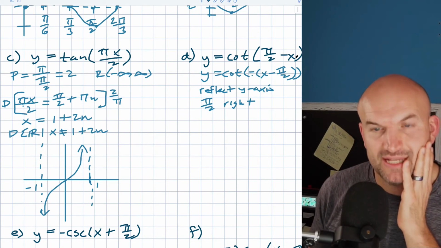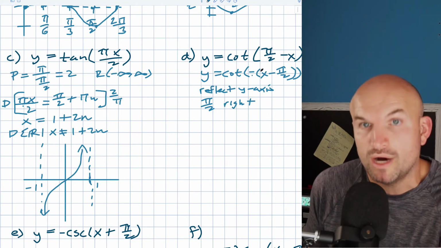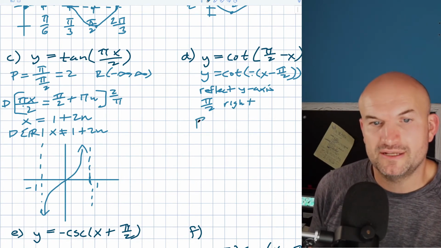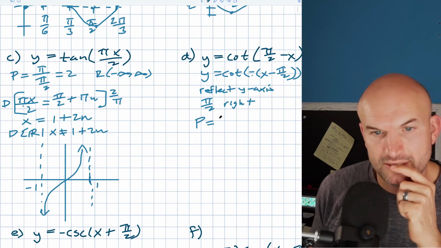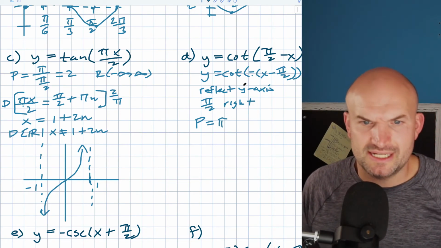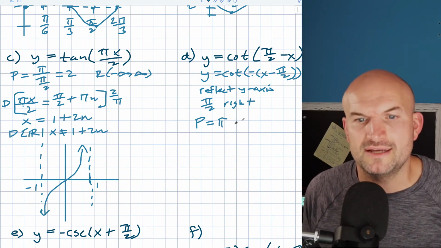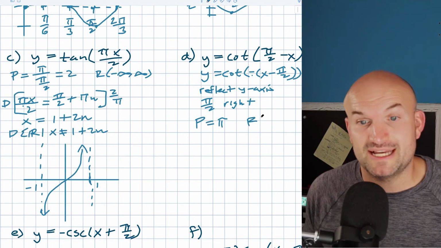So let's talk about the domain. Period is going to be pi divided by b, which b in this case is 1, right? So therefore my period is just going to equal pi. My range is going to be, again, all real numbers.